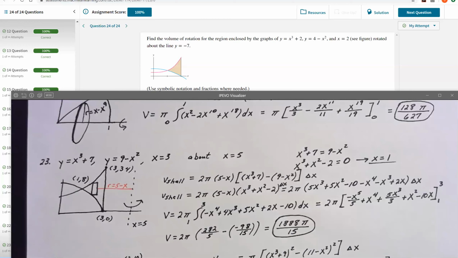The only time that's not true is like in number 16, where you're given the relation in terms of y at the very beginning, and even though it was revolving about a horizontal axis, it was still easier to keep it in terms of y.